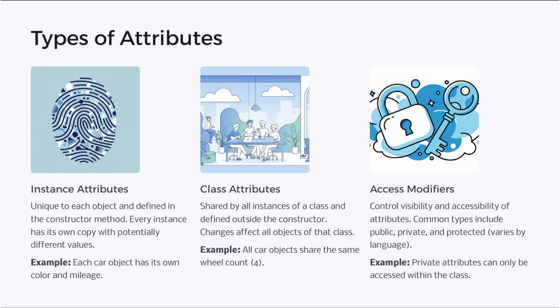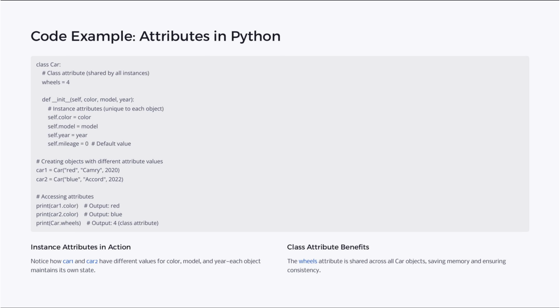Access modifiers control attribute visibility, with types like public, private, and protected, determining how attributes can be accessed within or outside the class. In Python, class attributes like wheels are shared among all instances, ensuring consistency and memory efficiency. Instance attributes such as color, model, and year are unique to each object, allowing individual customization. For example, Car 1 is red and a 2020 Camry, while Car 2 is blue and a 2022 Accord, demonstrating distinct object states.